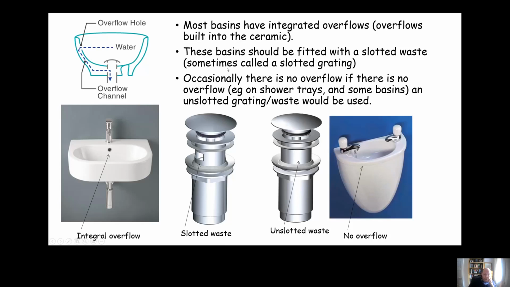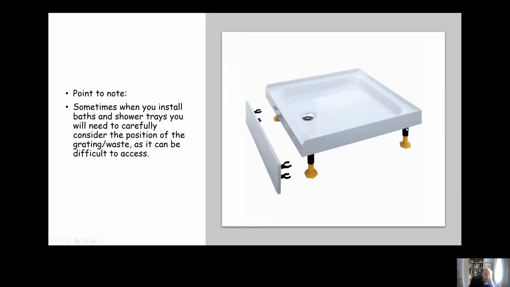Okay, if there is no integral overflow, you'd use an unslotted waste, for example, like on a shower tray and occasionally on some basins. Worth noting that with relation to shower trays in particular and baths as well, you need to make sure that you install the appliance in a place where you will be able to gain access to the grating, to install the pipe to it and do whatever else you might need to do, for example, clean out a blockage or whatever in the future.